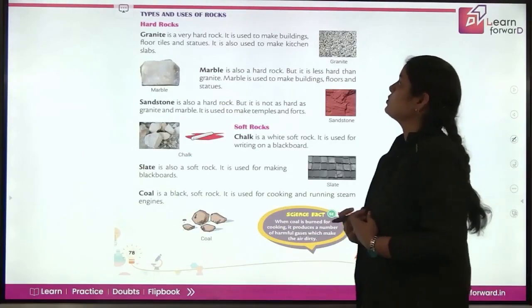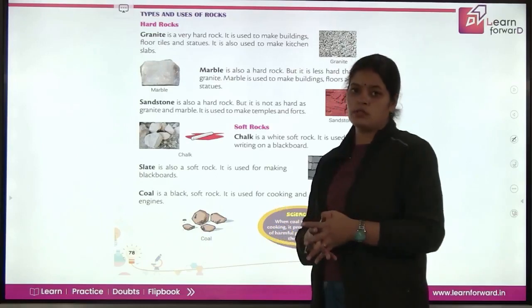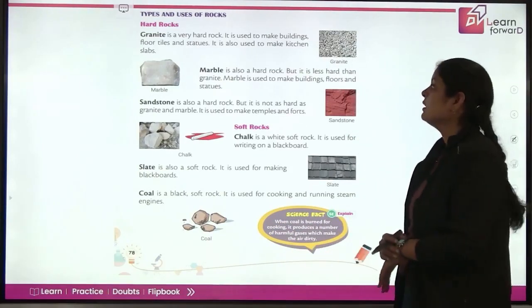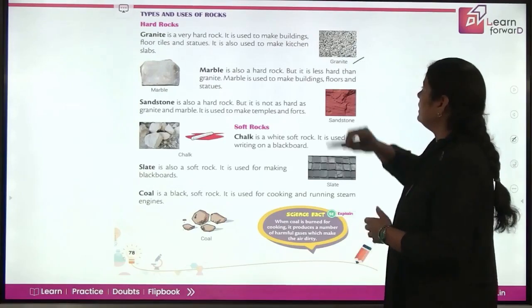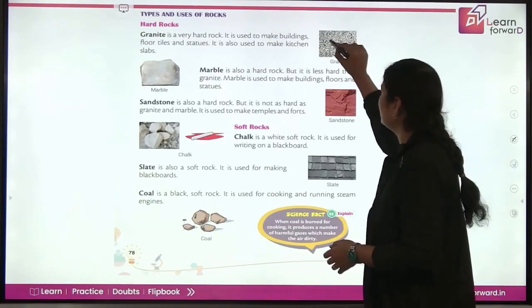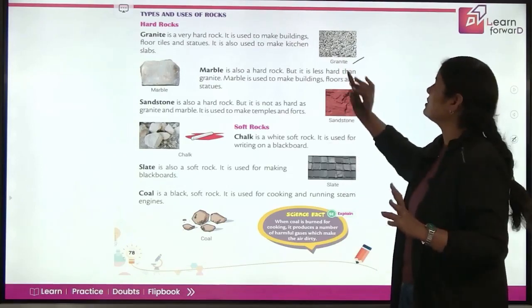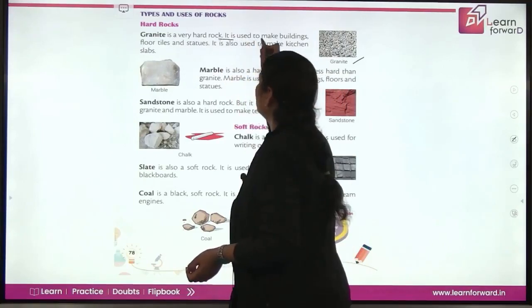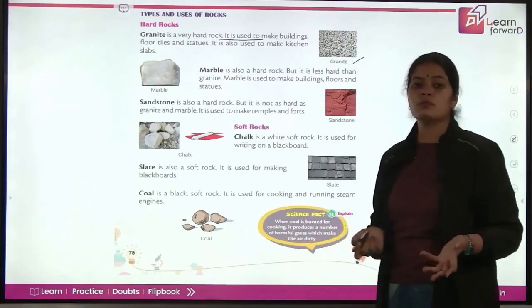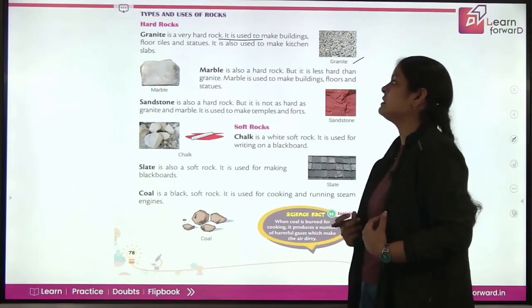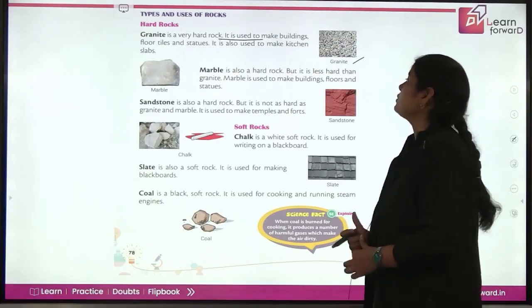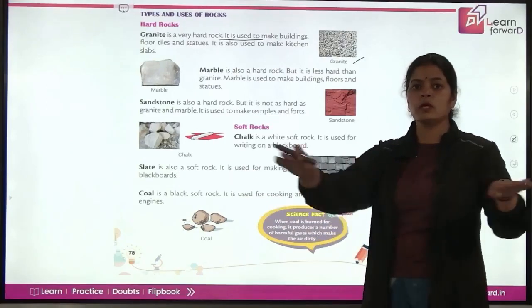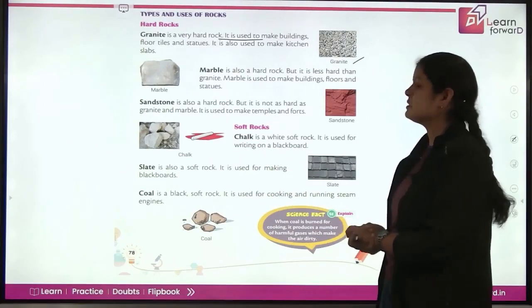Now, types and uses of rocks. First one is hard rocks. First we are going to cover hard rocks. Granite. So this is granite. Can you see grains, small grains? This is the reason why it is called granite. Granite is a very hard rock. It is used to make buildings, floors, tiles and statues. It is also used to make kitchen slabs, on the working top of the kitchen. So this is granite.